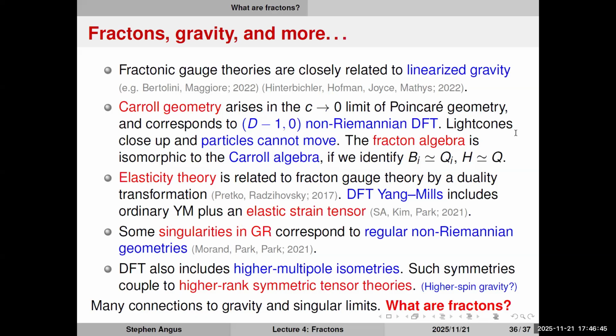In this elastic theory, you have non-Riemannian parameters. This is actually independent of whether we have Riemannian or non-Riemannian geometry. In any case, the Yang-Mills theory has all these additional components, and we can have ordinary Riemannian Yang-Mills, non-Riemannian Yang-Mills, Riemannian elasticity and non-Riemannian elasticity.